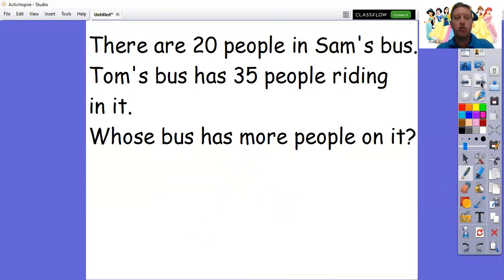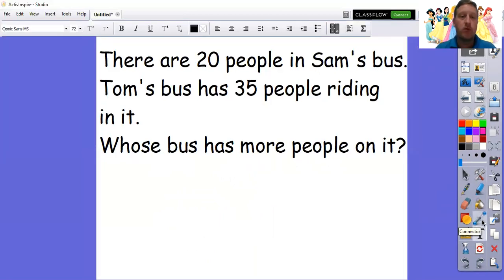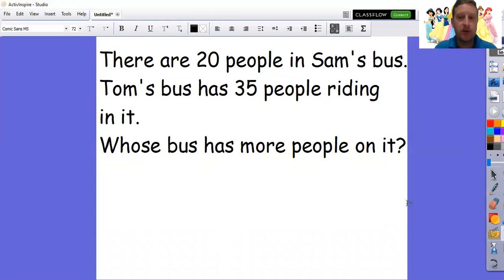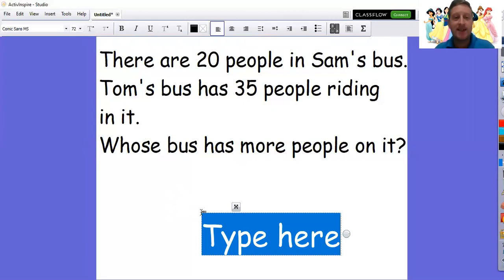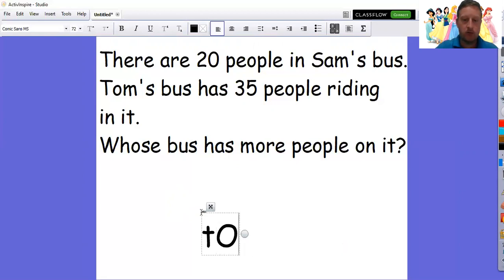Okay. And you might see some word problems in your questions. Now, these are the tricky ones, okay? It says here, our first word problem. There are 20 people in Sam's bus. Tom's bus has 35 people riding in it. Whose bus has more people on it? So let's have a look. We know that Sam has 20 people, and we know that Tom has 35 people. So, which person's bus has more? And we'll just write the name of the person. Is it Sam or is it Tom? It is Tom.